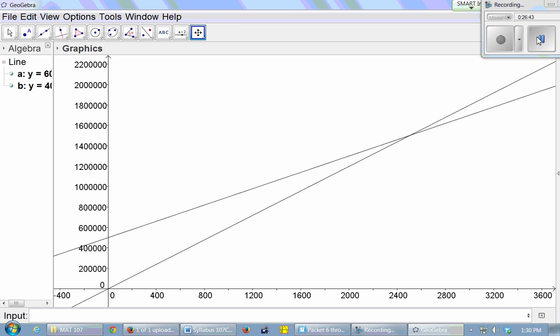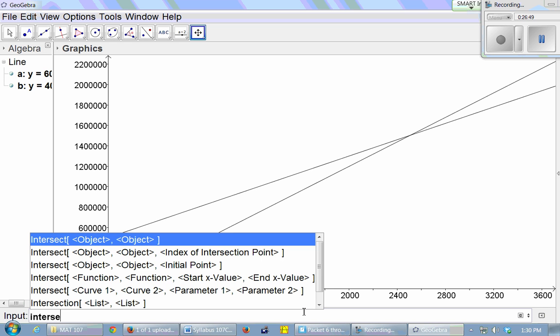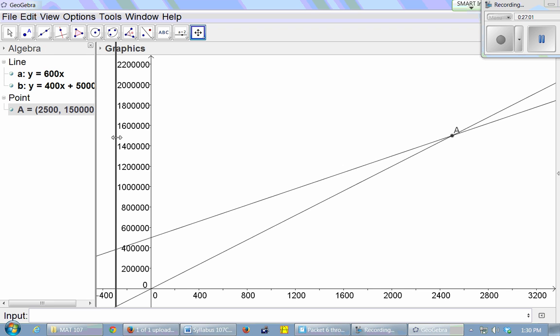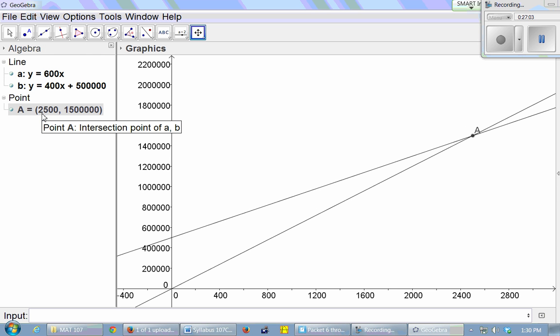So what I need to know is where these two lines intersect. I type intersect, square bracket, a comma b, and I get this point A. I can't quite see the coordinates, so I'm going to move my algebra view open a little bit. And I get 2,500, which is an x coordinate, which means it represents x, the number of wheelchairs. And my y coordinate is 1.5 million.